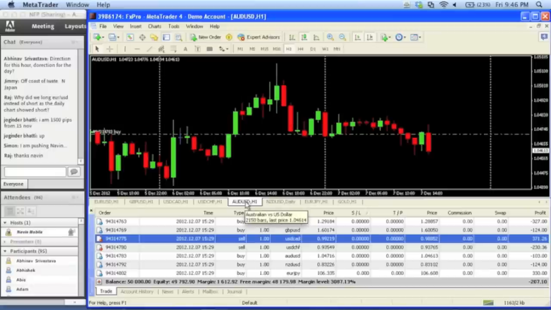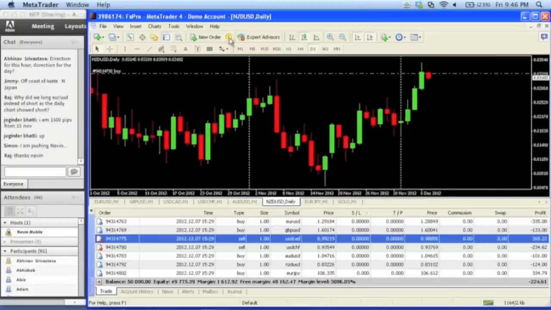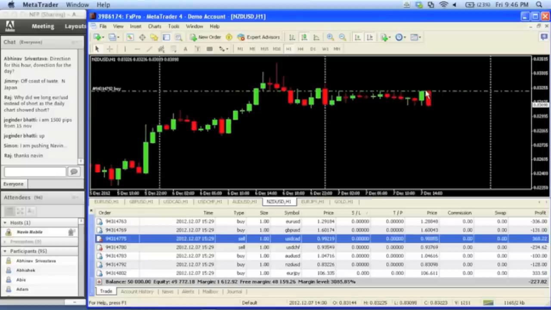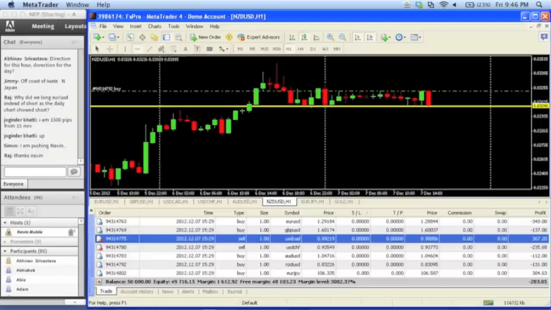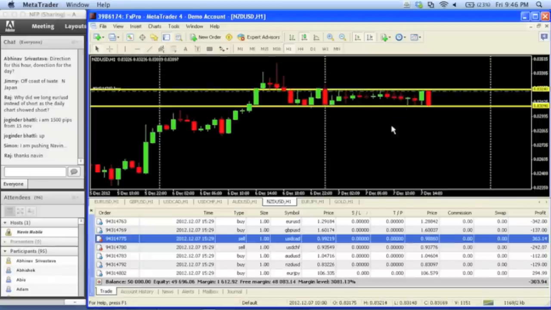Aussie dollar jumped back down again. New Zealand dollar, same situation, jumped back down again. It is now at the bottom of the range. We've been hovering from the top to the bottom of the range all day today. Will we cross?